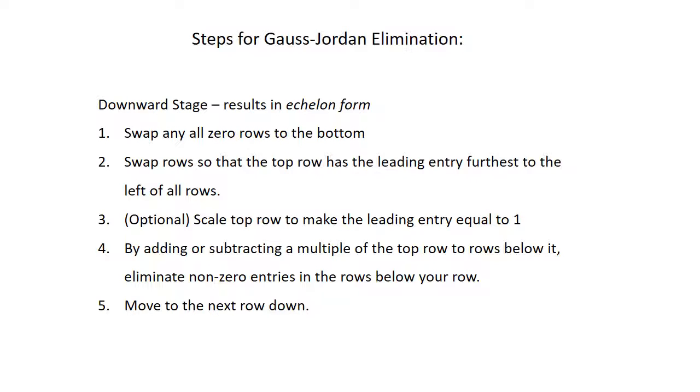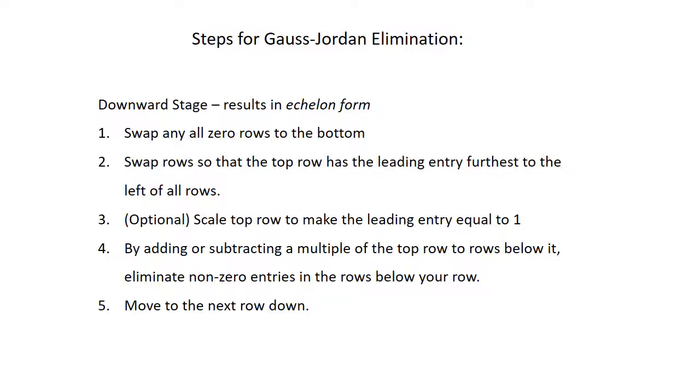Then we're going to swap our rows so that the top row has the leading entry furthest to the left of all rows. The next step is optional. We're going to scale the top row to make the leading entry equal to 1. And then by adding or subtracting a multiple of the top row to the rows below it, we're going to eliminate any non-zero entries in the rows below our row.